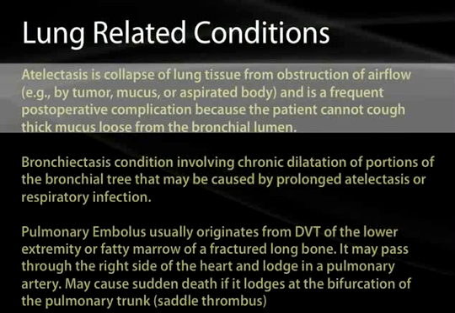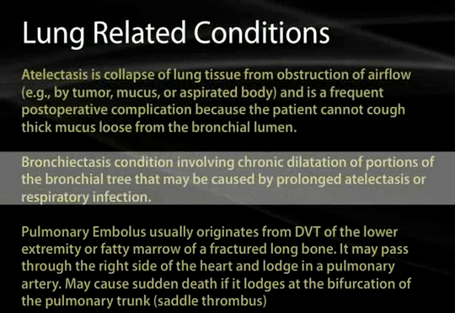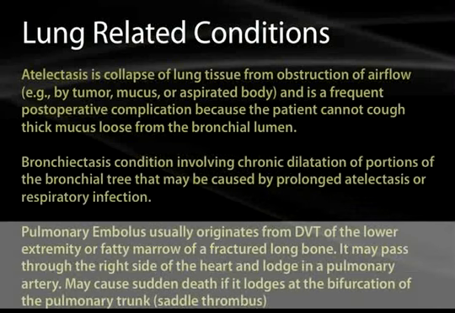Atelectasis is a collapse of the lung tissue from obstruction of the airflow. So this can happen from tumors, mucus, or aspirations, and it's basically a complication of post-operative things as well. And the patient can't cough up or can't get rid of a thick mucus from the bronchial lumen, so it will oftentimes cause a collapse. Bronchiectasis is going to be the similar kind of condition, which is involving chronic dilation of portions of the bronchial tree, which can be caused by prolonged atelectasis, and it can lead to respiratory infection.